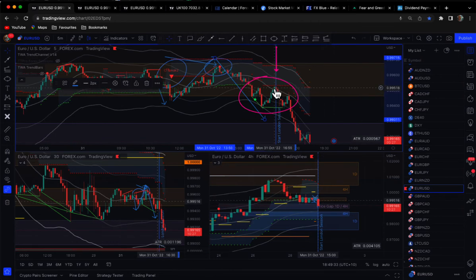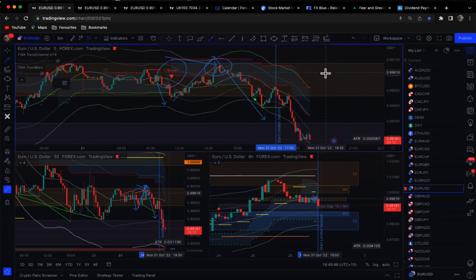As we approach the London Open, we see this green dot pushing up, and then that's the cue for me to look for a short opportunity, especially when we see this trade back and failing here.